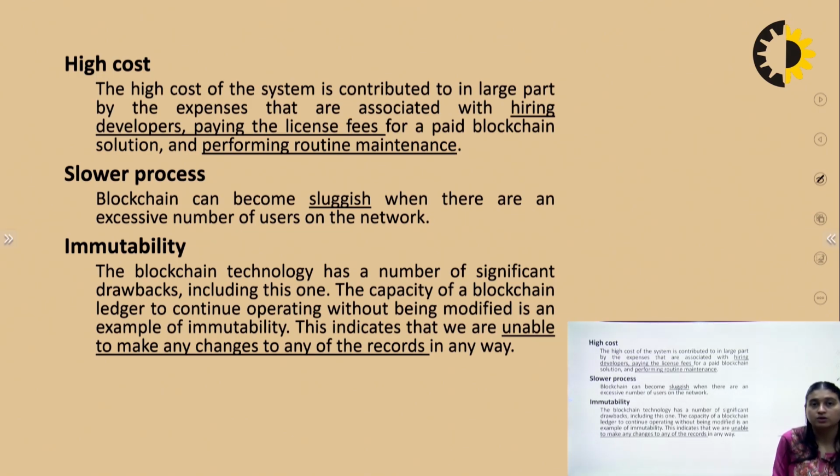Next is immutability. It is one of the core important features, and we are supposed to maintain immutability, and that is why we are employing blockchain in most of the use cases also. In immutability, we are saying that once we are done with the storage, we can't change the data. So it has a number of significant drawbacks. The capacity of the blockchain ledger to continue operating without being modified is an example of immutability. This indicates that we cannot change anything once it is stored in any record in any way, and that is how you can justify that immutability is a challenge.